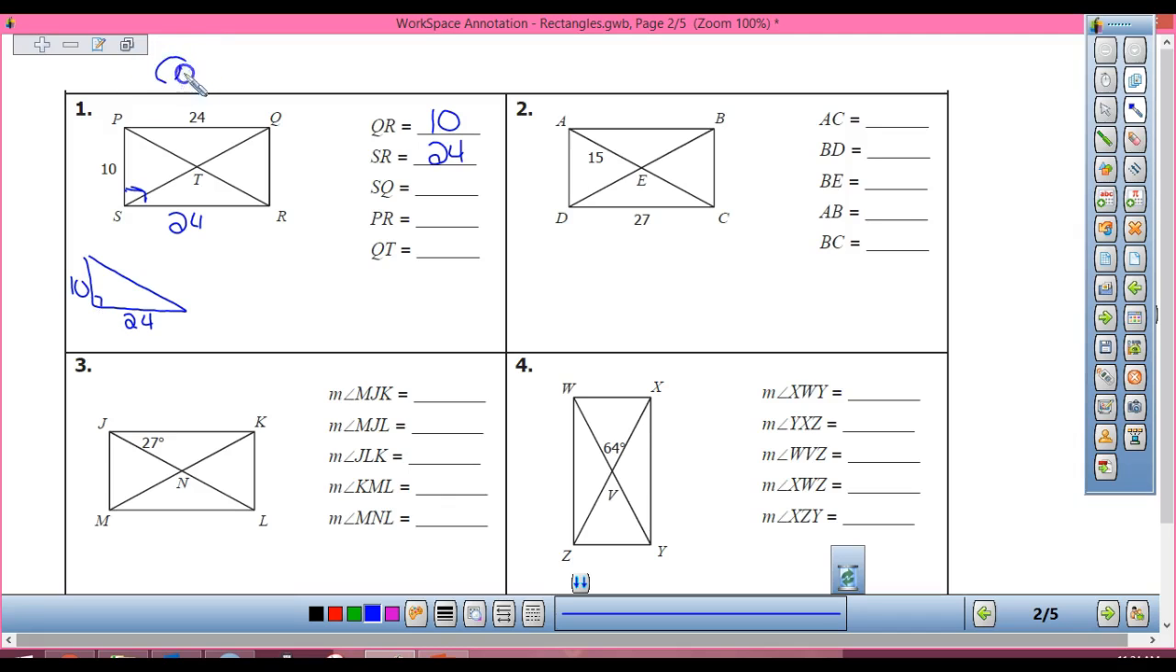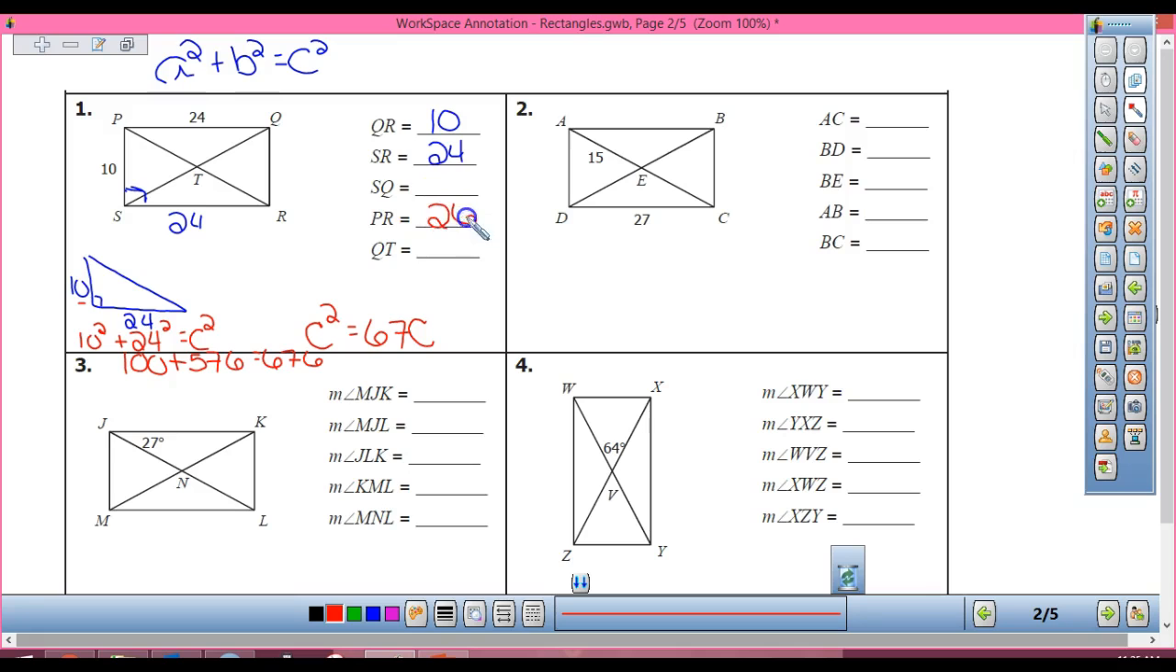There you go. A squared plus B squared equals C squared. Okay, so my A is 10. So 10 squared plus, what's my B? 24 squared equals C squared. What's 10 squared? 100 plus, you gotta help me out with 24 squared. 576 equals 676. So C squared equals 676. So how do I find out what C is? Square root. So somebody take the square root of 676. 26.